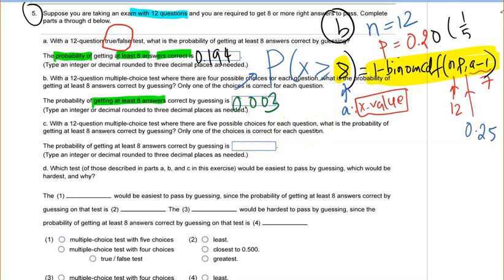Therefore, it is 1/5. See, 1/5 is the probability of success, because there is only one correct answer out of 5. And same idea here. What's the probability of getting at least 8 answers correct by guessing? All similar, except this probability is going to be not 0.25, but 0.20, right? And do the math here, exactly the same, and you get the probability 0.001. And what do you notice?